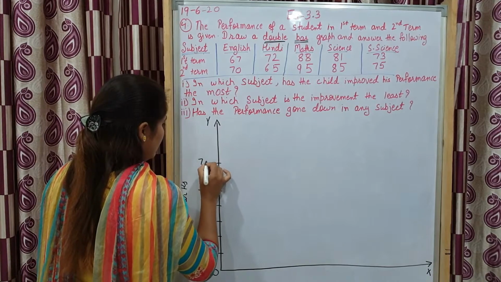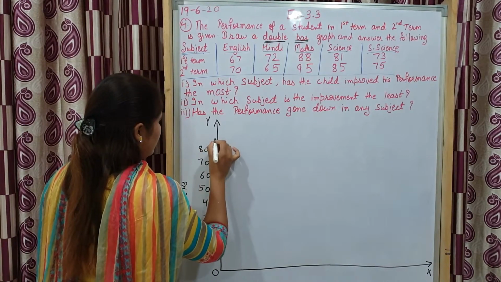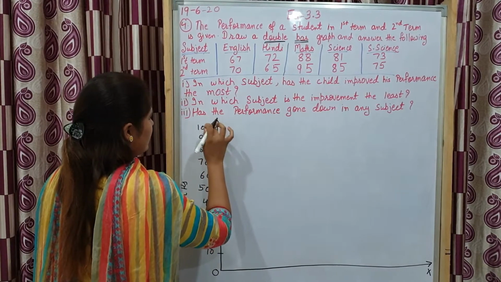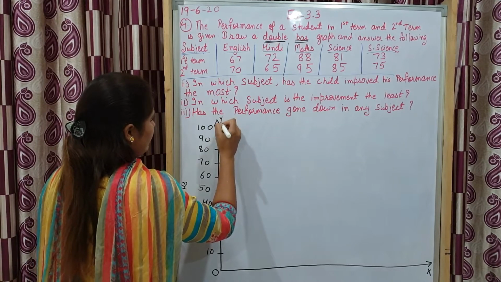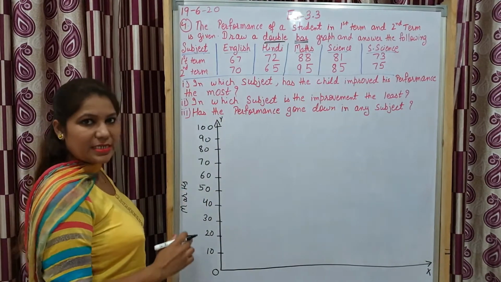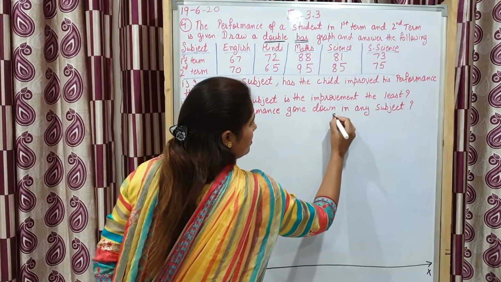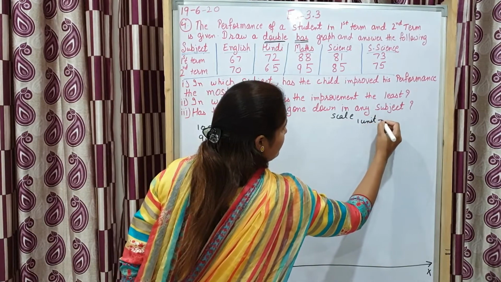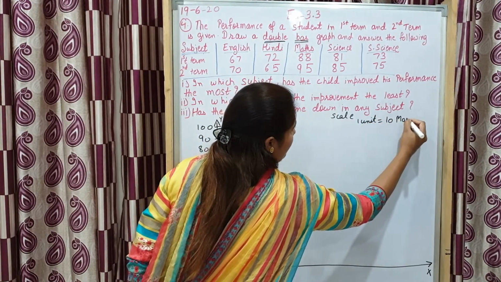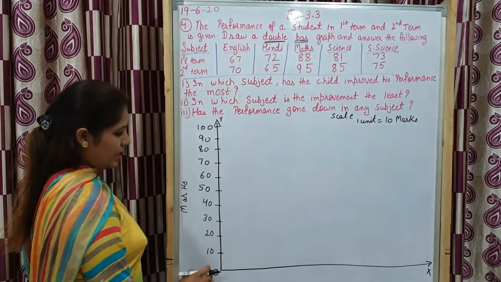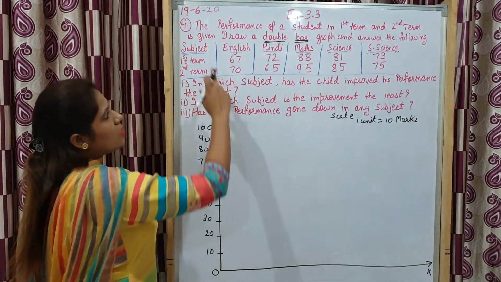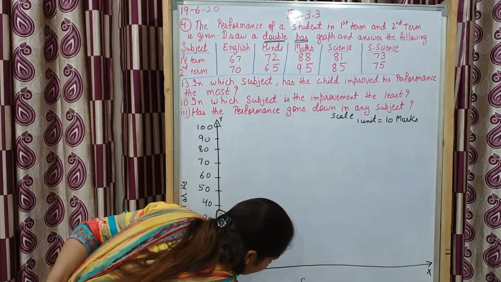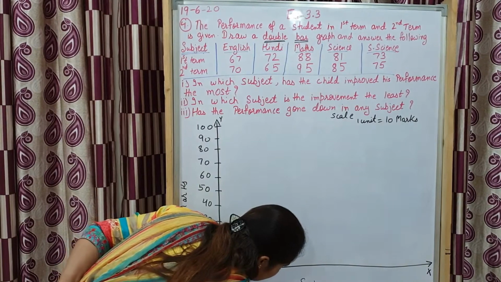60, 70, 80, 90 and this one is 100. Now student, first we will write the scale. Scale is 1 unit is equal to 10 marks. First the scale. Now the horizontal line. The horizontal line represents subjects. So we will write here subjects.